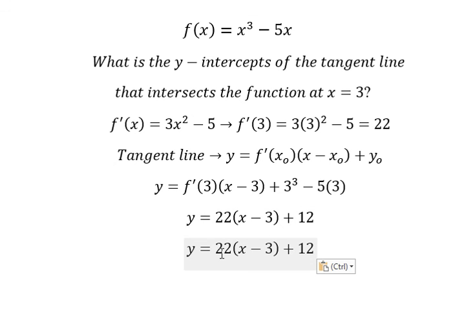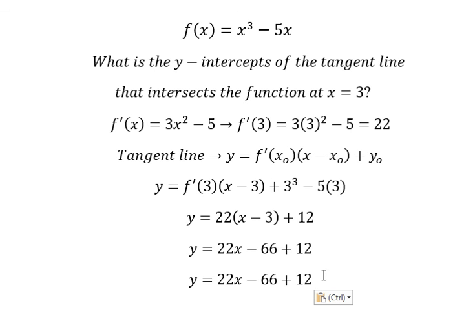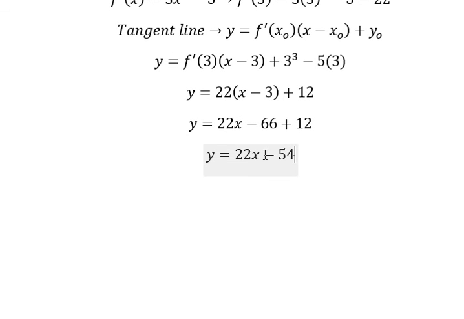So 22 multiplied by s minus 3, we have 22s minus 66. So this one we have negative 54. And now the y-intercept is negative 54, and this is the final answer.